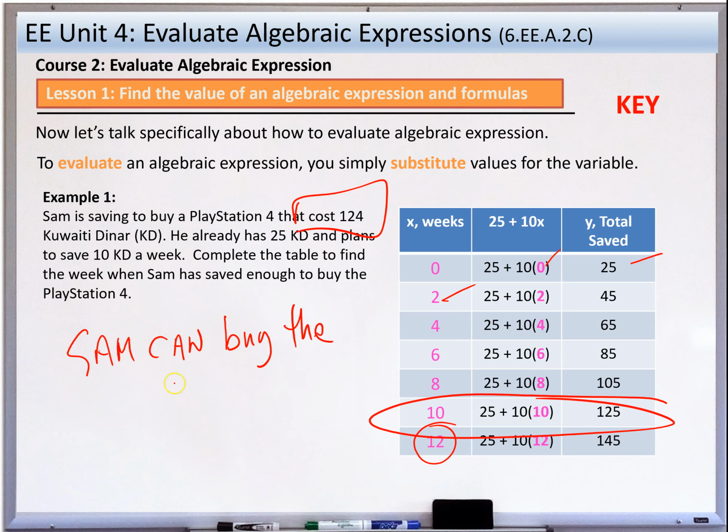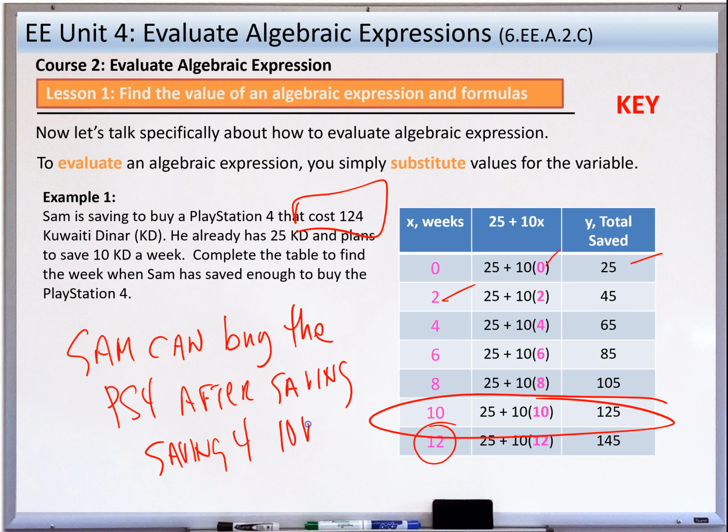So our answer would be Sam can buy the PS4 after saving for 10 weeks. After 10 weeks, he'll have 125 KD, right? So we gave value to the expression 25 plus 10x. Before it didn't have a value until we substituted some values in for x.